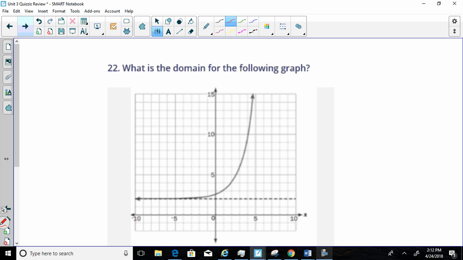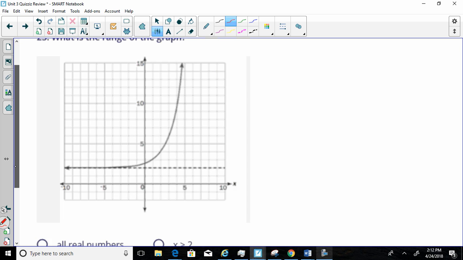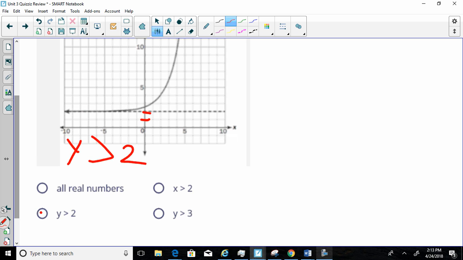All right, domain. What's the domain of an exponential function? X, and it's all real numbers, right? The arrows are going forever, side to side, so the domain would be all real numbers. The range. The range is y is what? Here's the smallest it is, 2. Is y greater than or less than? Greater than. The function's always greater than 2.